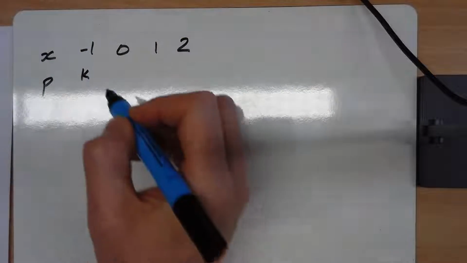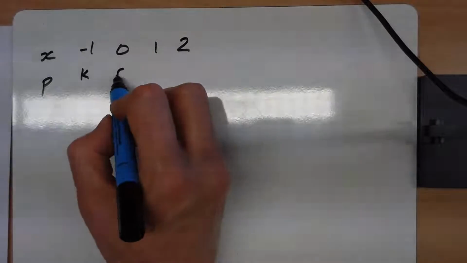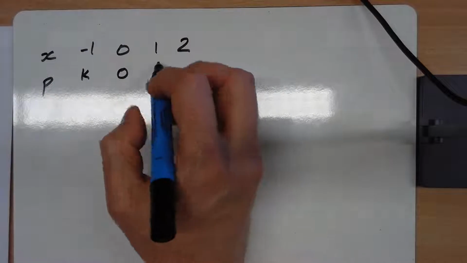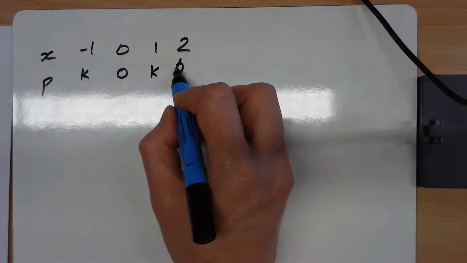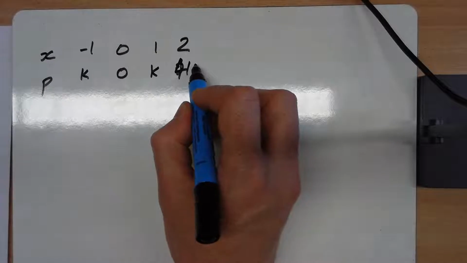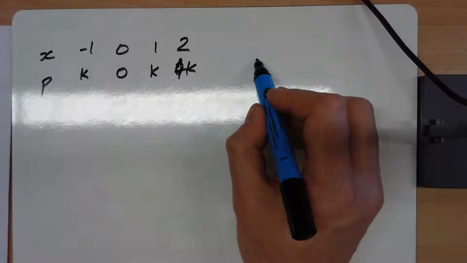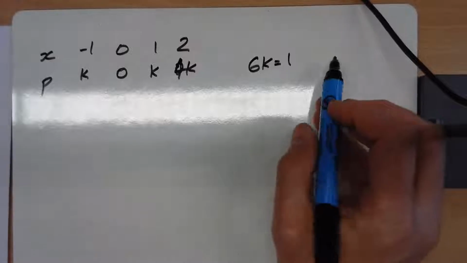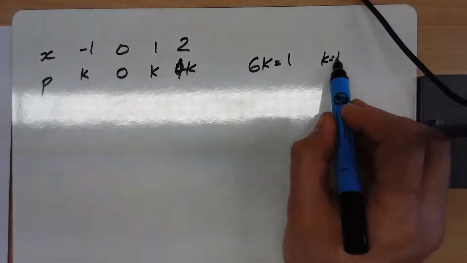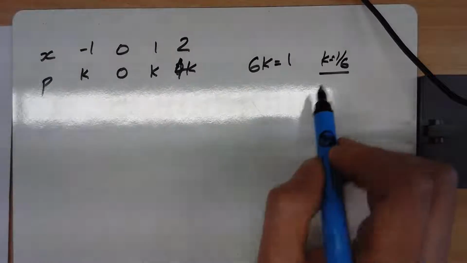So that's just k. K times 0 squared is 0. K times 1 squared. And k times 2 squared. So that's 4k there. And really, if you add these things up, we get 6k, and we know the sum of the probabilities is always 1, and so k must be equal to 1/6. That's the first bit done.